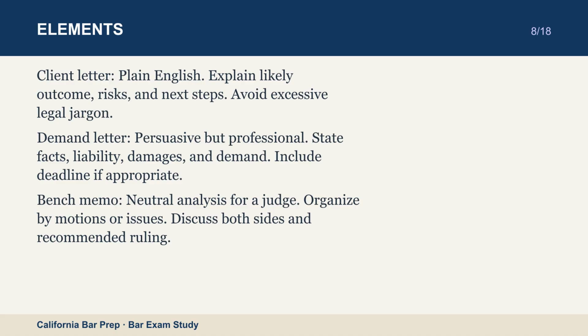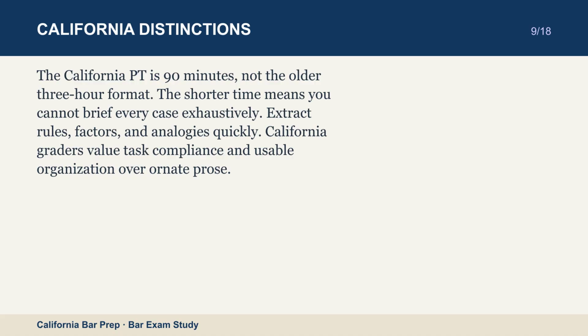Include deadline if appropriate. Bench memo. Neutral analysis for a judge. Organize by motions or issues. Discuss both sides and recommended ruling. The California PT is 90 minutes, not the older 3-hour format. The shorter time means you cannot brief every case exhaustively. Extract rules, factors, and analogies quickly. California graders value task compliance and usable organization over ornate prose.